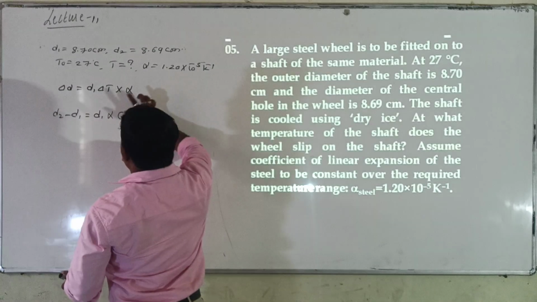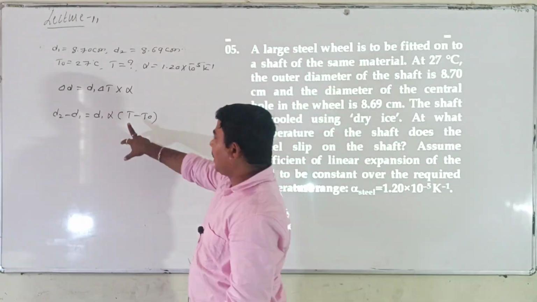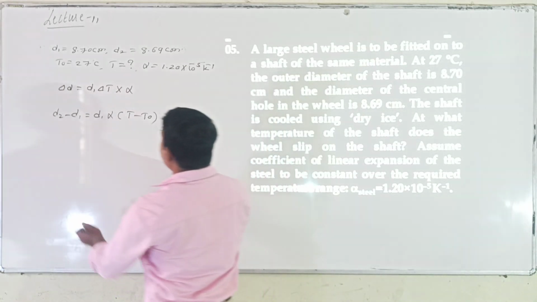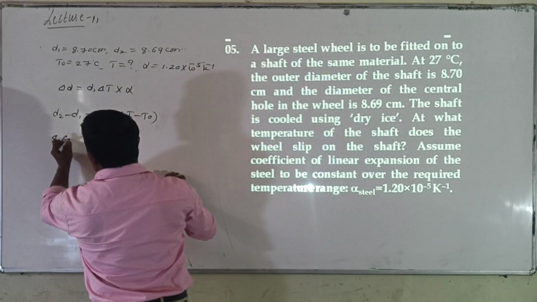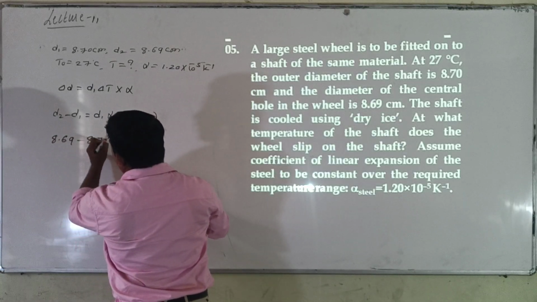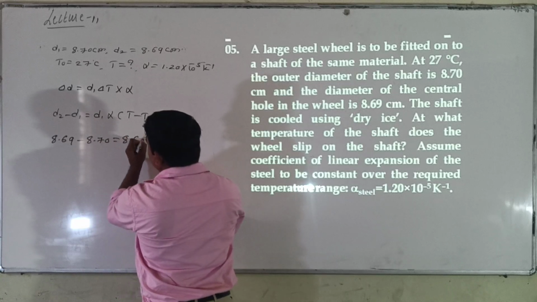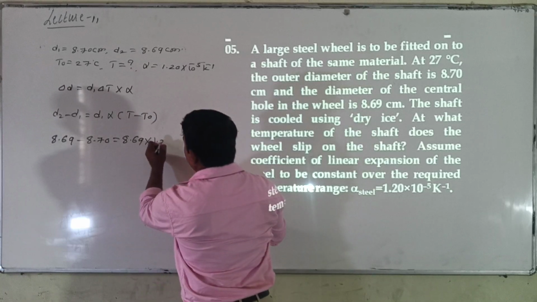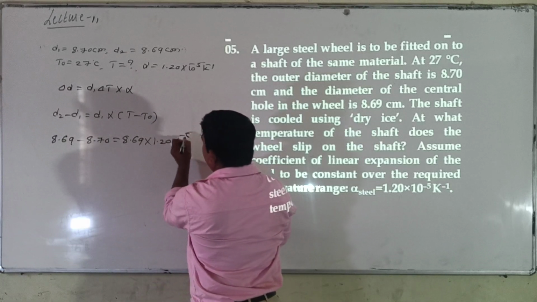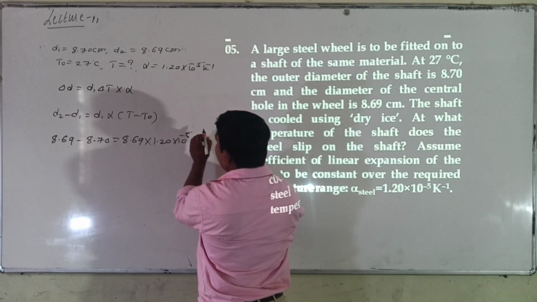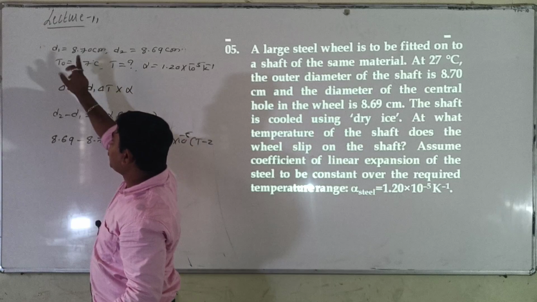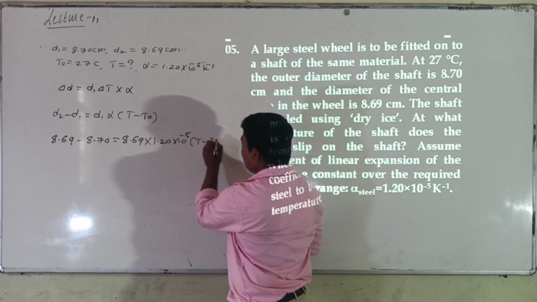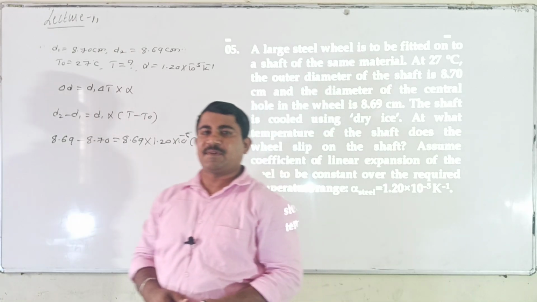Again, we know all the values. D1 is there, D2 is there, alpha is available, T0 is available. Then I can calculate the T value directly. D2 is 8.69, D1 is 8.70. Alpha is already given: 1.20 into 10 raised to minus 5. T0 is 27 degrees Celsius; convert this into Kelvin by adding 273. I am taking it as 300.